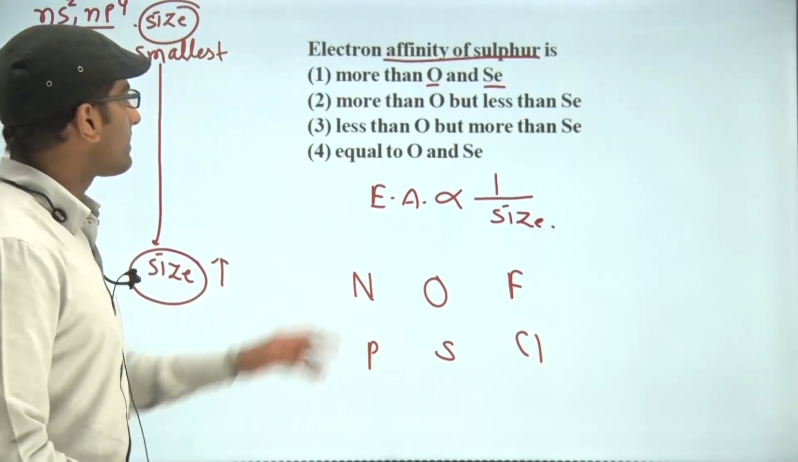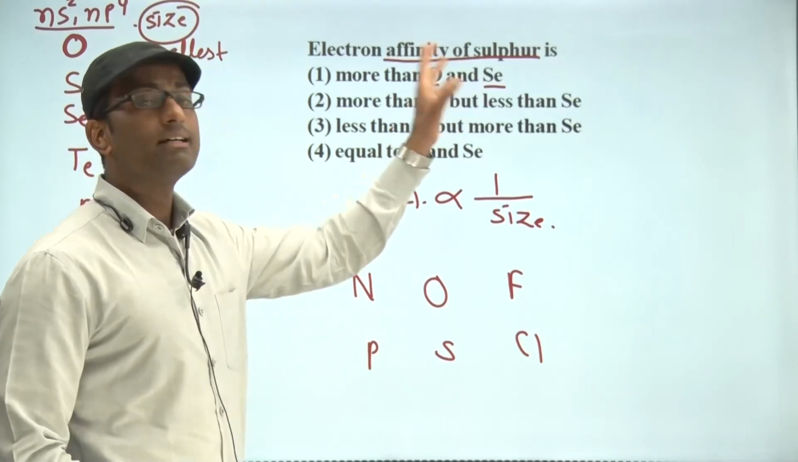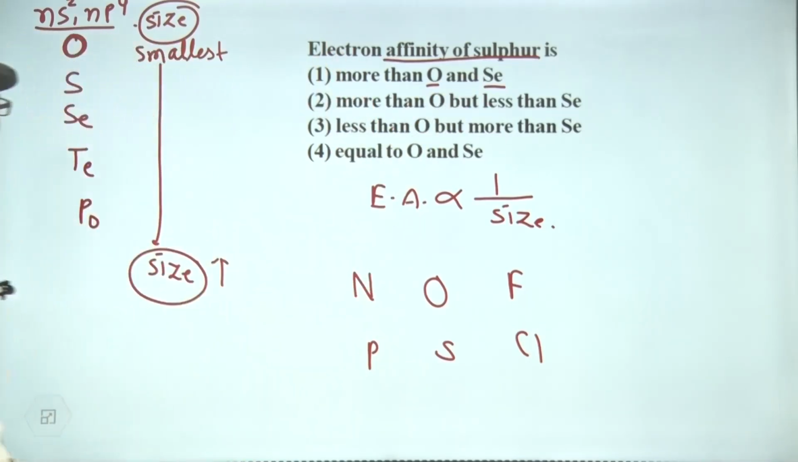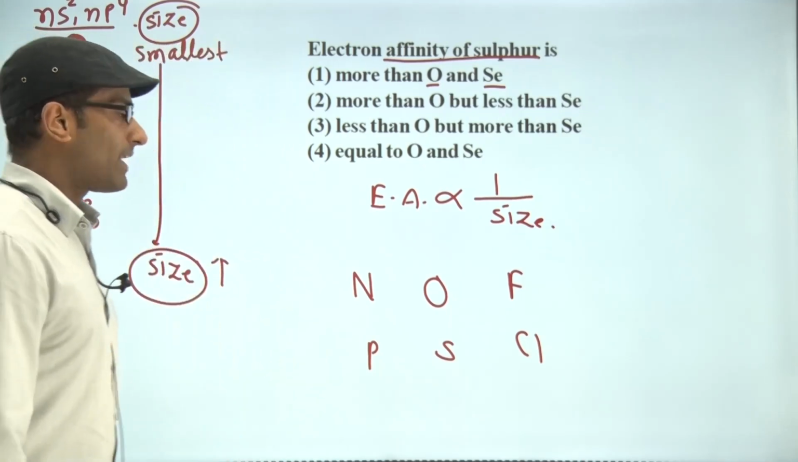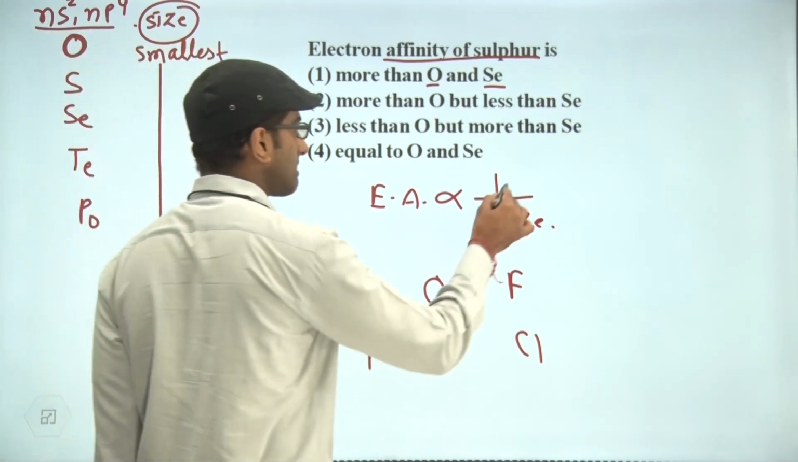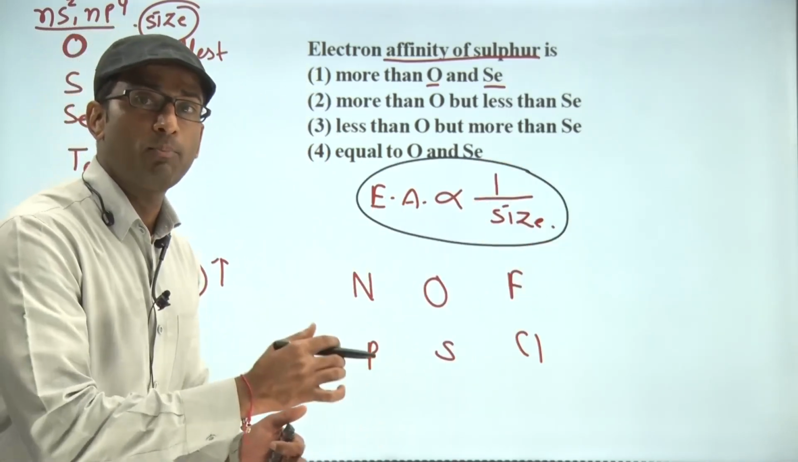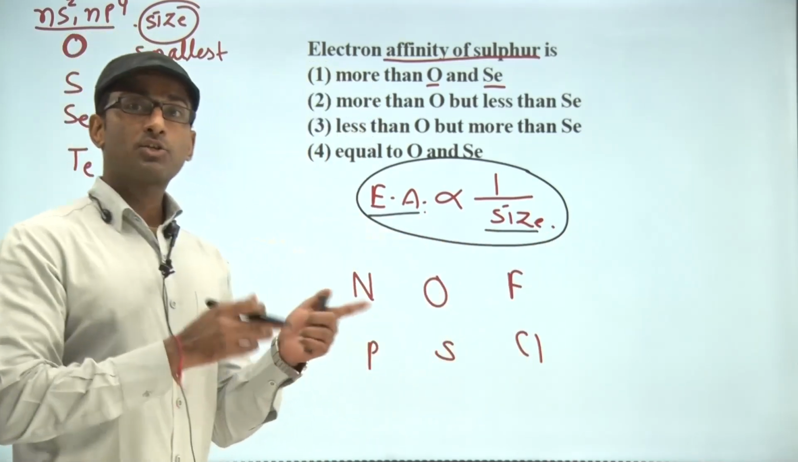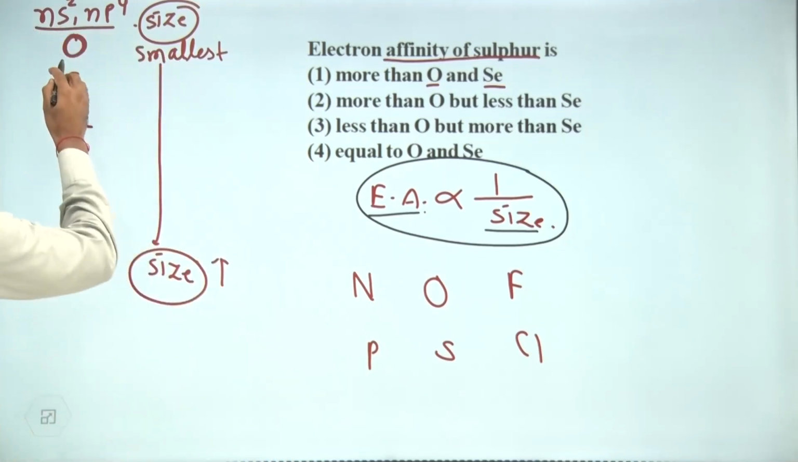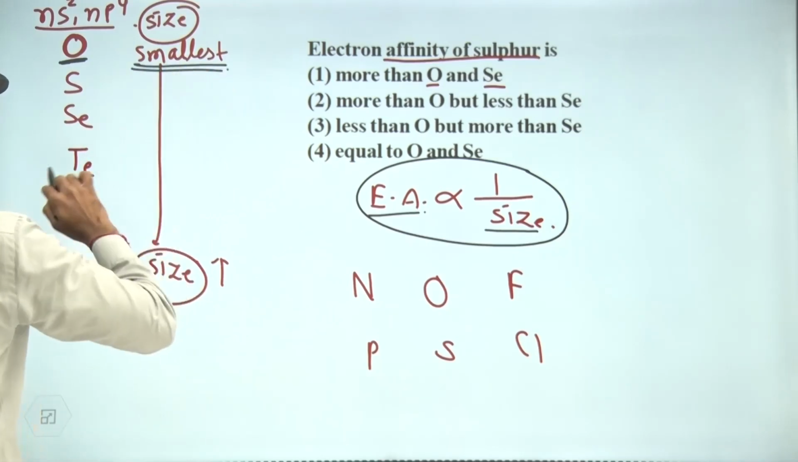Ishwan, this question is asking about the electron affinity of sulfur, which is compared with oxygen and selenium. Oxygen, sulfur, selenium, tellurium and polonium are the elements of a common group. As far as the trend of electron affinity is concerned, electron affinity is inversely proportional to size. It means the smaller the size, the more the electron affinity. So oxygen should have the maximum electron affinity. Why? Because its size is smallest.